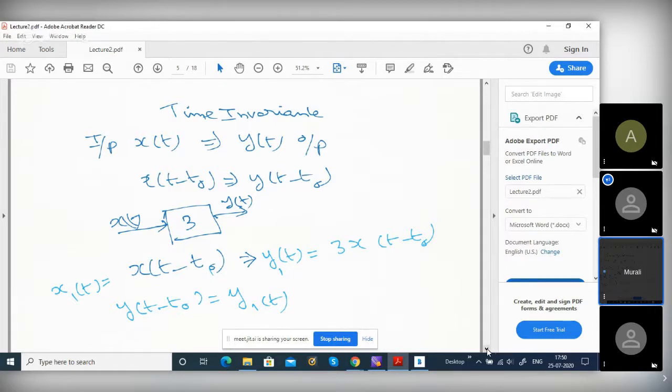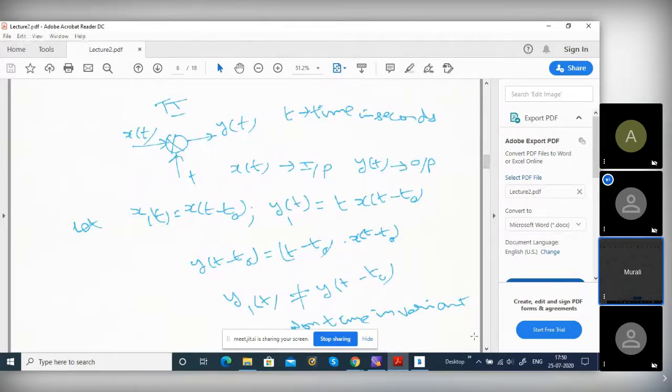I will give an example of a time variant system, where this is not applicable. Here, x of t is multiplied by the time variable itself. t is a time variable. So the output y of t is nothing but t times x of t.